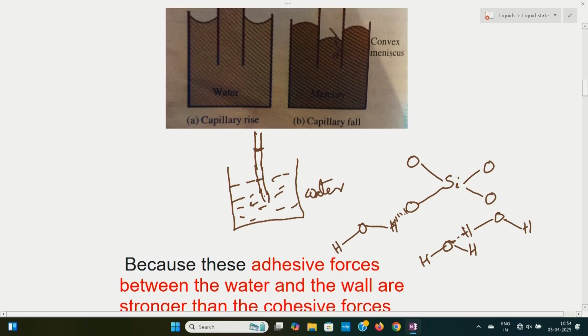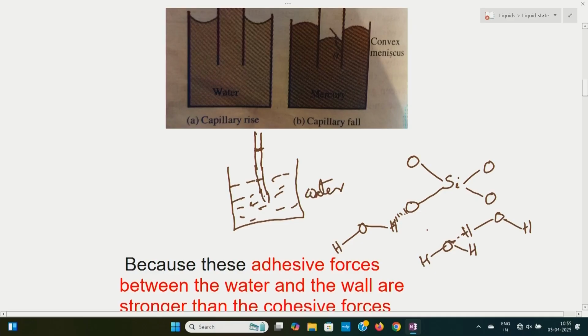So, the capillary rise is due to the higher adhesive force between silicon dioxide and the water molecules than the cohesive force of the water molecules. Because of that, the capillary rise happens when the glass tube is in contact with water. I hope you understood this one.